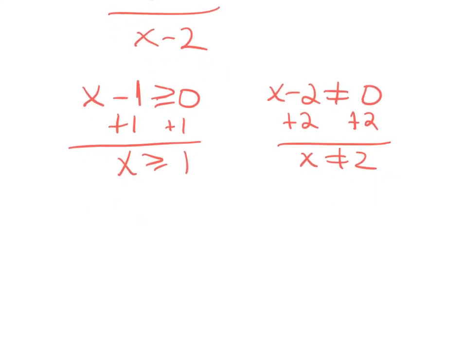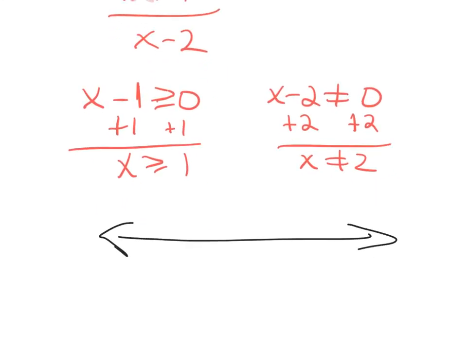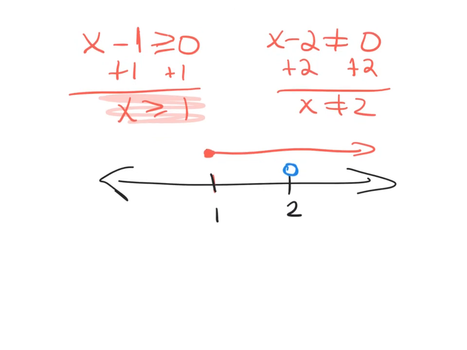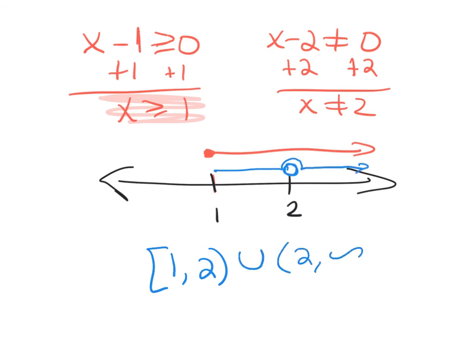So let's go ahead and put this on our number line. I'll do this one in red. So I'm going to add the numbers 1 and 2 on here. This one would be a closed circle in red, going this way. But this one would be just a hole here. So when we write our domain, it would be from 1 to 2 with a parenthesis. So it would come along here, jump over the hole, and then keep going. So union 2 to infinity.